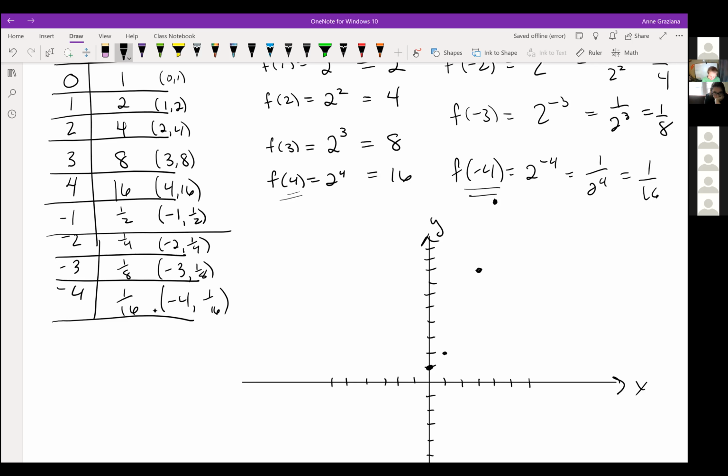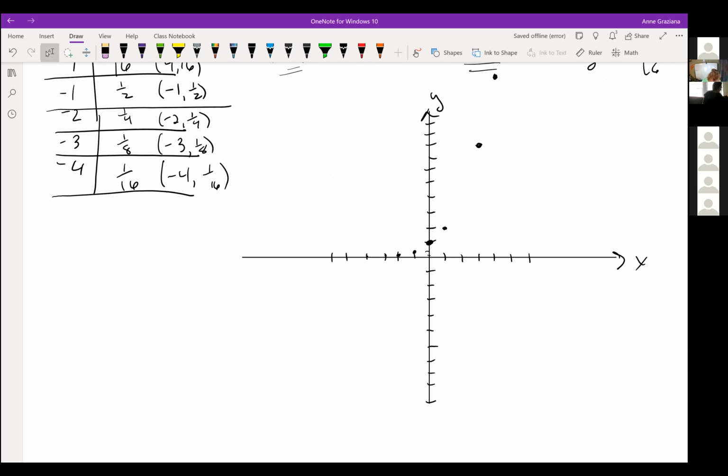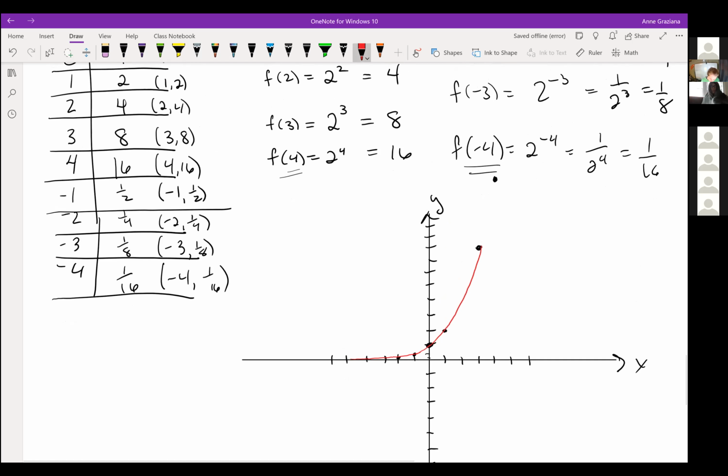Okay. Now, going the opposite way, -1 is 1/2. That's halfway. -2 is 1/4. -3 is 1/8. I can't get any closer to that line without being on it. So I know it's going to skate really close to that, come up through 0, 1, and then get really big, really fast. Actually, it's going to be more like that. Okay. So this is the graph f of x equals 2 to the power of x.